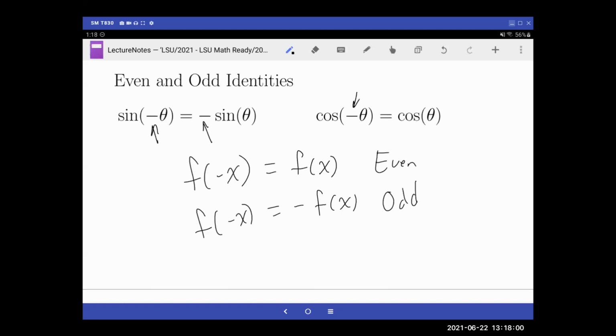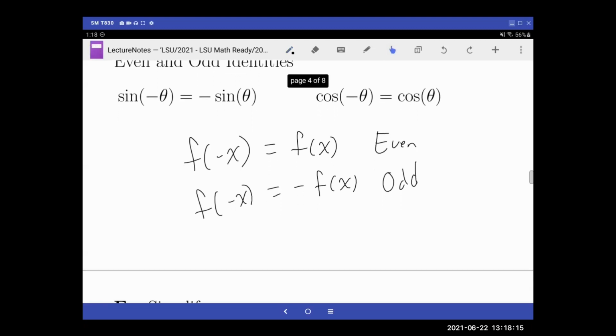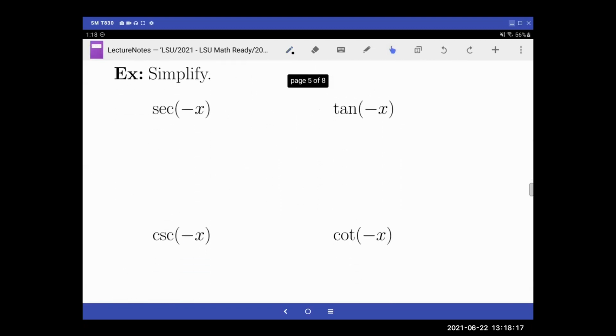Cosine, a negative inside, the negative disappears altogether. That would make it an even function, right? So these are even and odd identities because, well, you see, it happens that way. Okay, and so we'll use those identities and do these next couple of examples here. So let's simplify these 4 expressions. And I'm just going to do multiple steps that hopefully all make sense together.